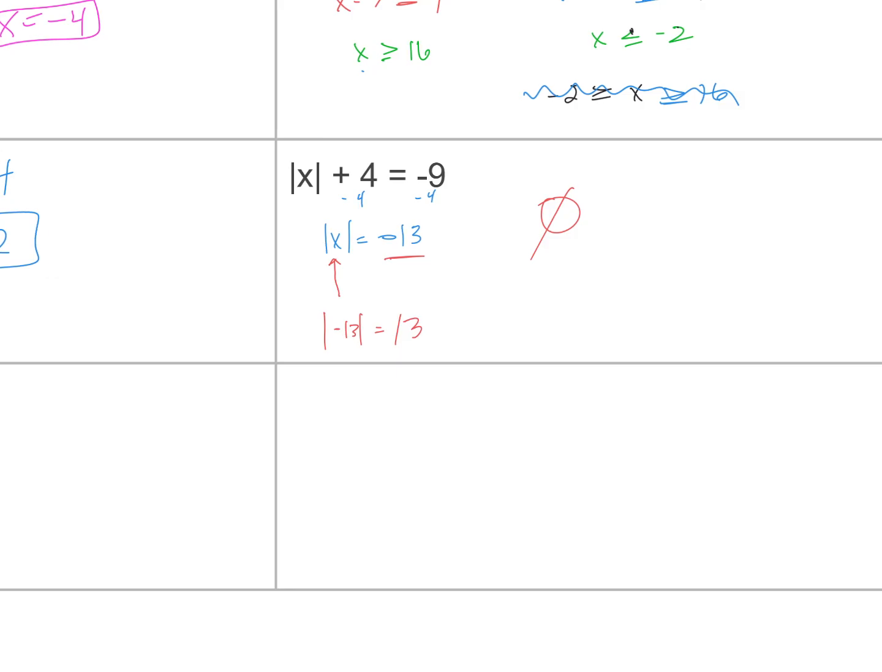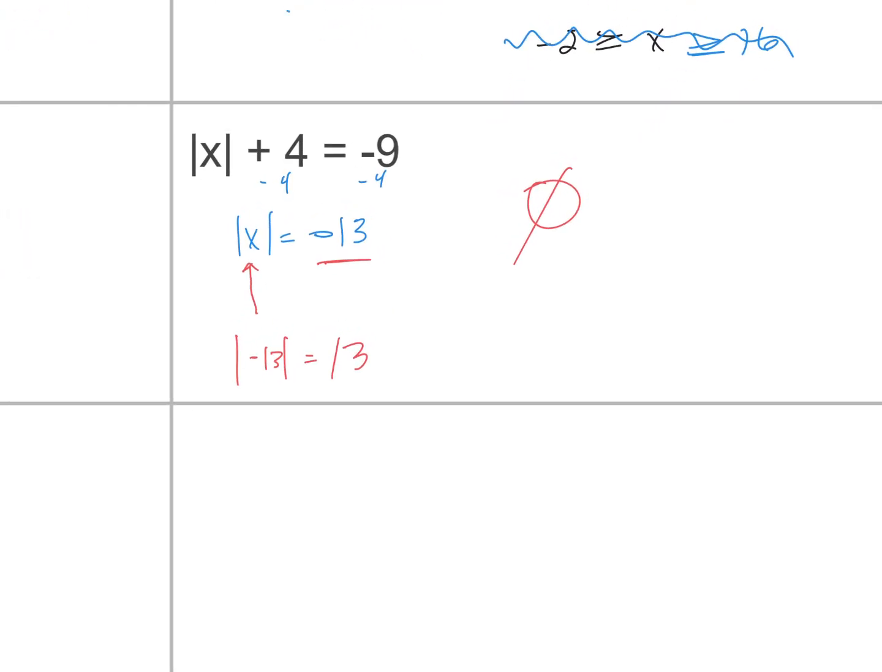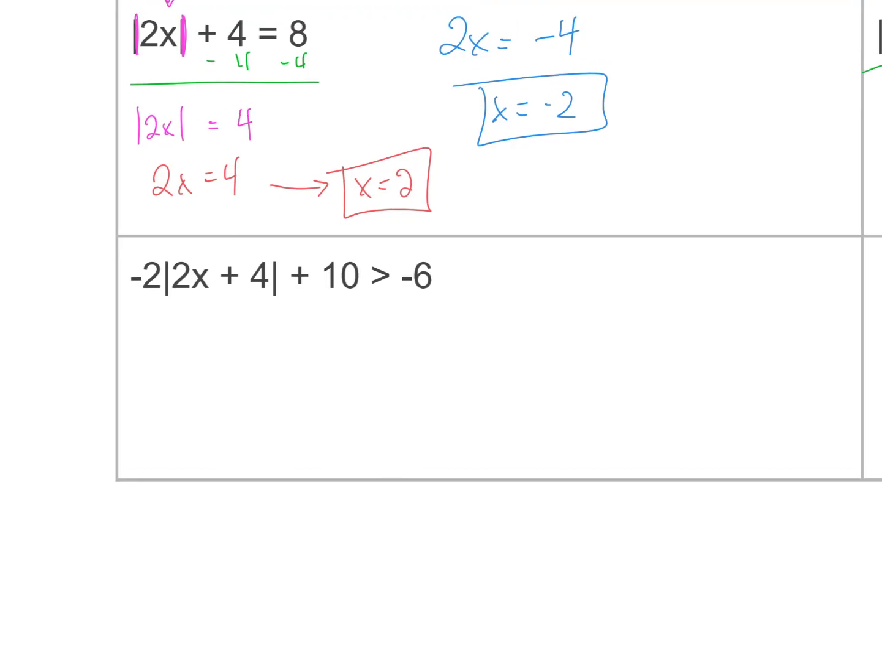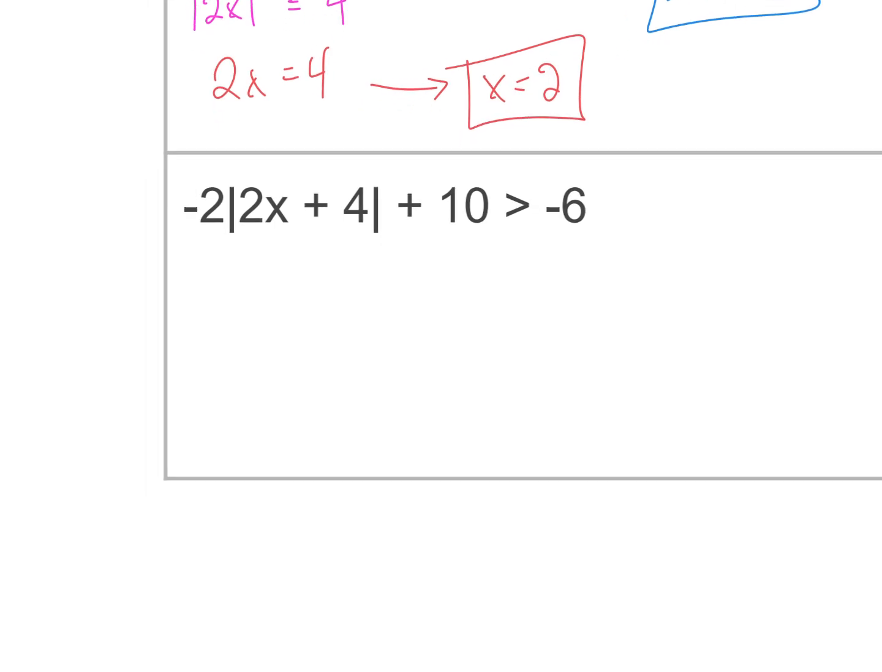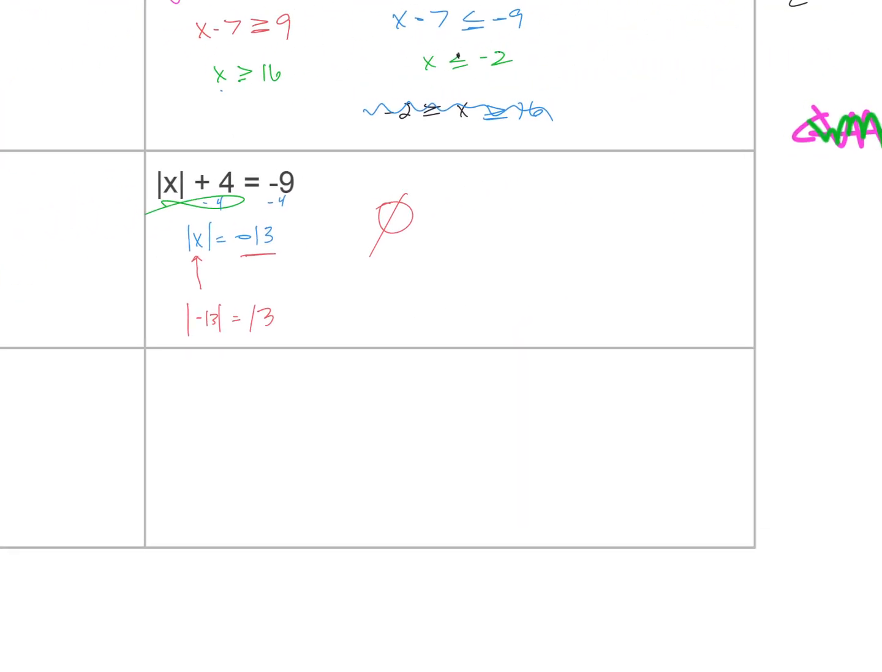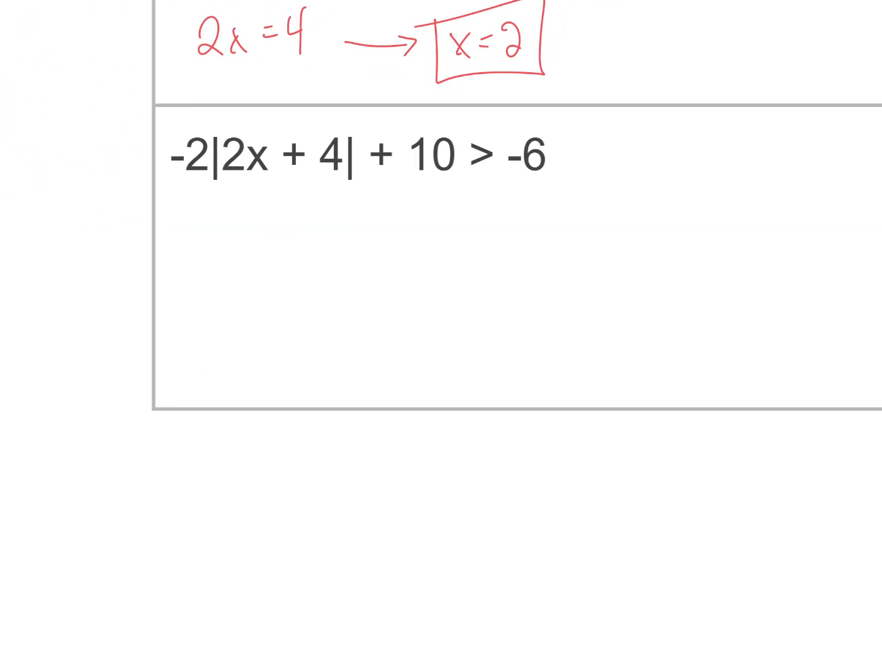Math people, we love to kind of give some crazy looking math problems that end in no solution. So kind of keep your eye out for if your absolute value equals a negative. You know what I mean? Okay, so speaking of crazy looking ones, this one's crazier looking, but I'm guaranteeing you it's not no solution, okay? Our absolute value is not by itself.